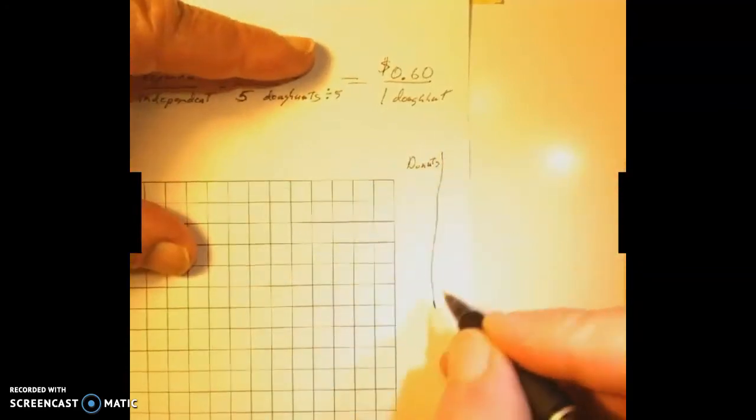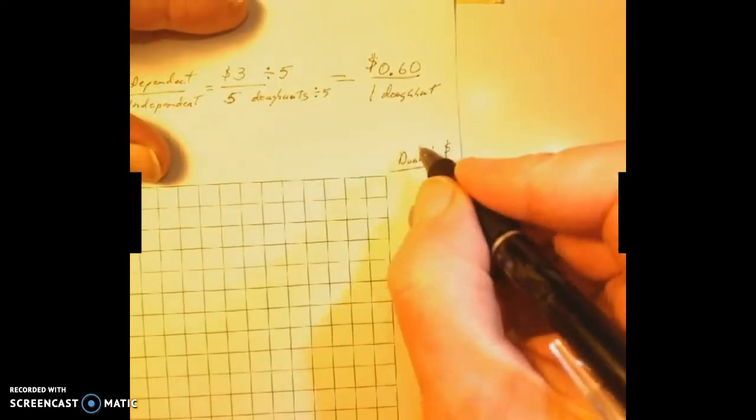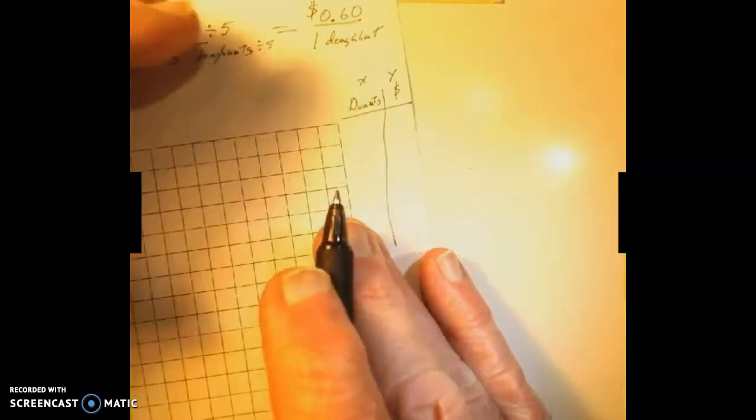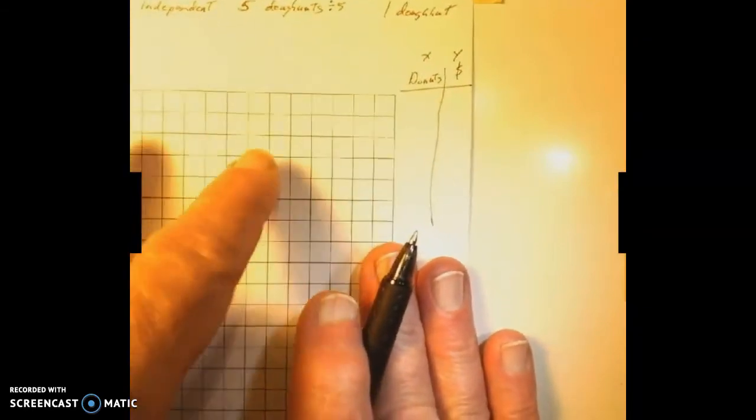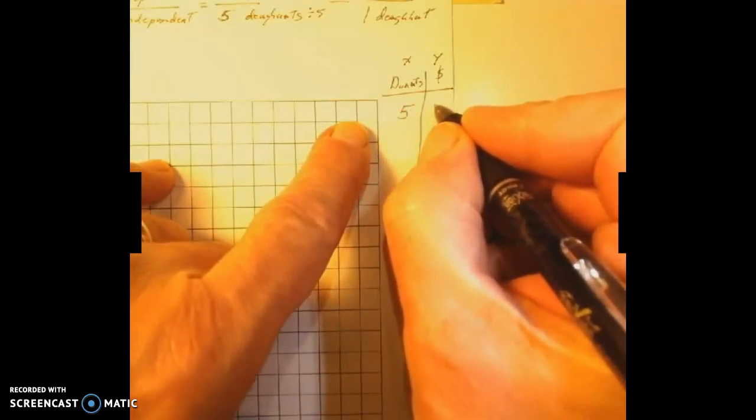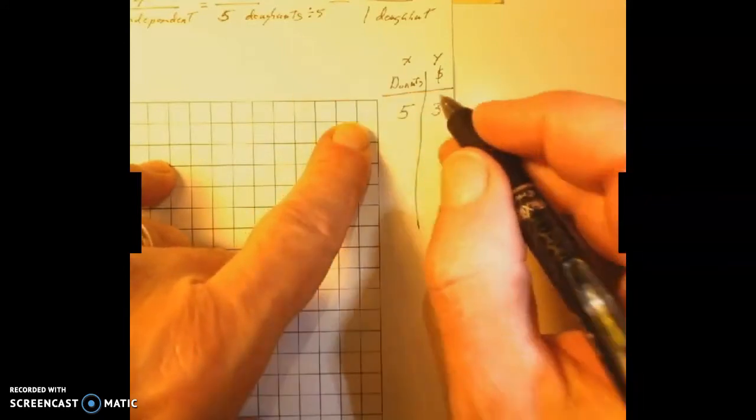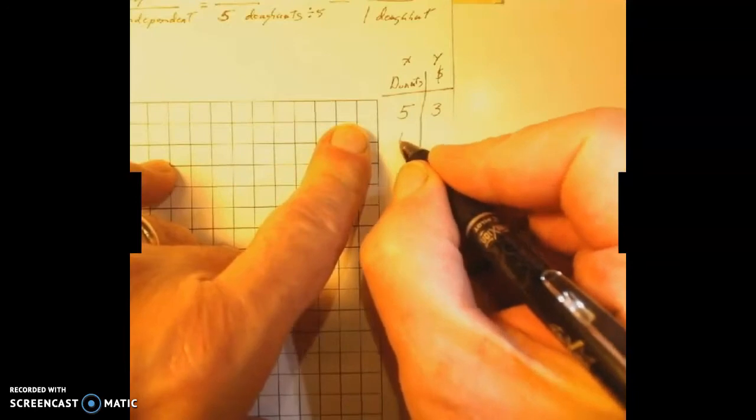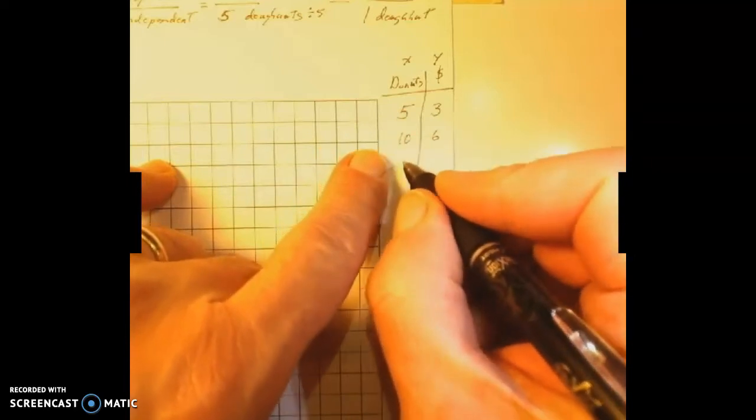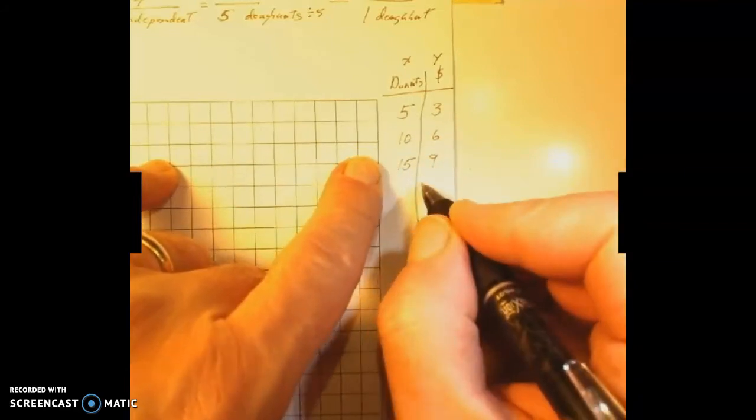D-O-N-U-T-S. Donuts to dollars. And the reason I put that first is because this is my x-axis and this will be my y-axis. So these will be my ordered pairs. What I know right now is that when he buys 5 donuts, it costs $3. Well, make up more ordered pairs that would be in the same rate. Multiply it by 2, it would be 10 donuts, would cost $6. Multiply that by 3, you could have 15 donuts would cost $9.